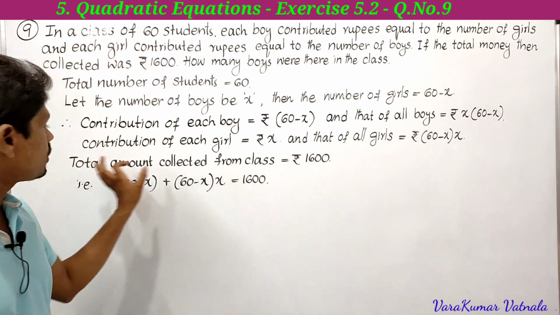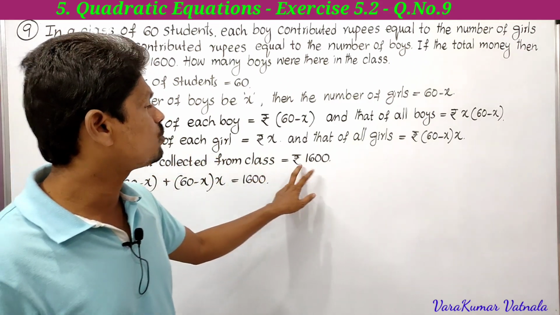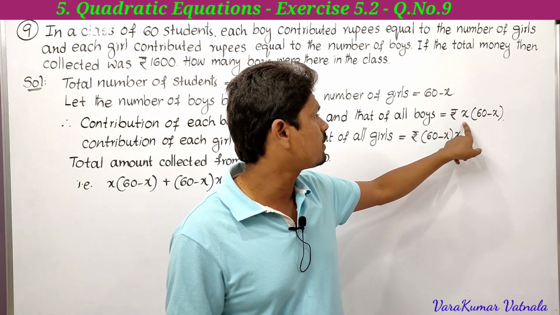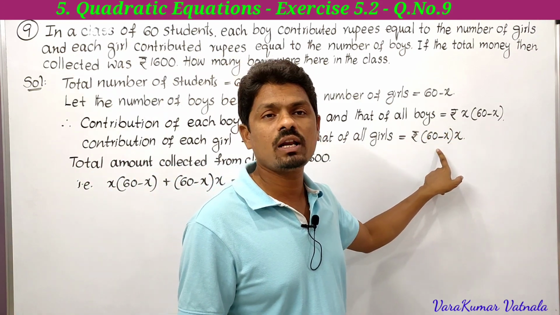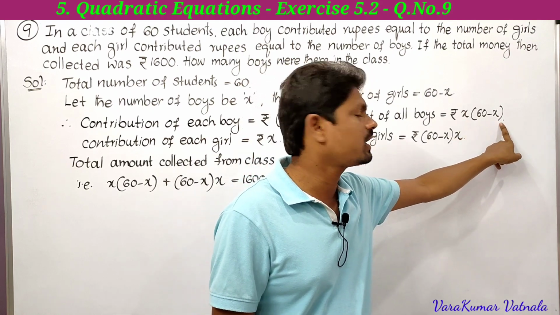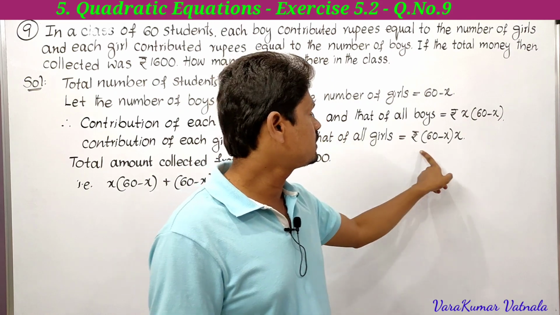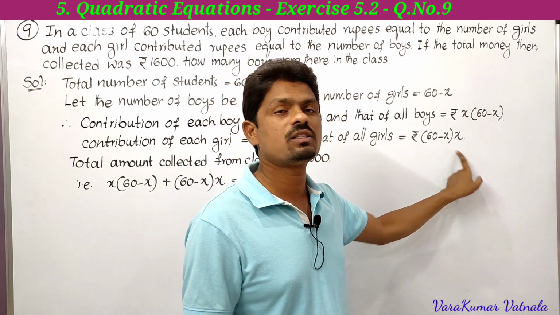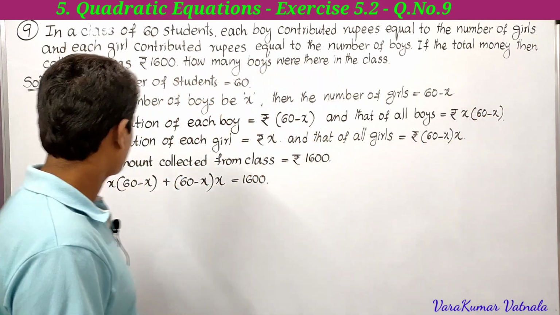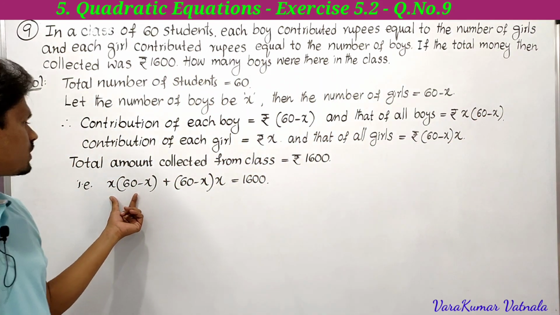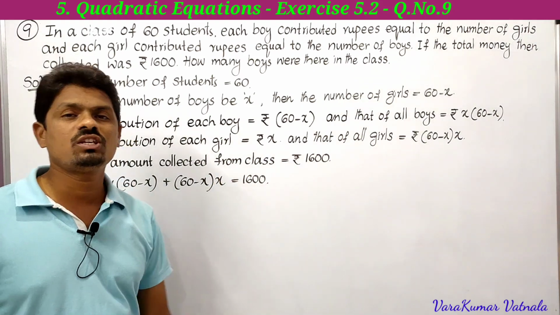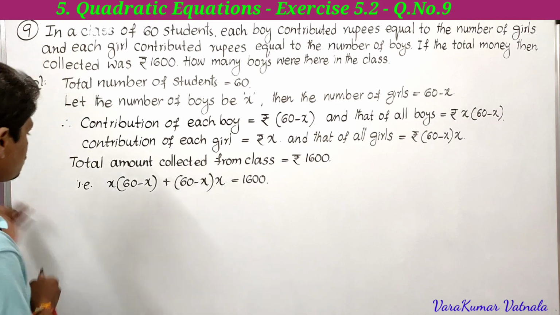So here the total amount collected from the class equals rupees 1600. It is nothing but the total amount collected from boys plus the total amount collected from girls. So this is the total amount collected from boys, x into 60 minus x. This is the total amount collected from girls, 60 minus x into x. So the sum of these two equals 1600. So that is x into 60 minus x plus 60 minus x into x is equal to 1600. So we just have to simplify here.